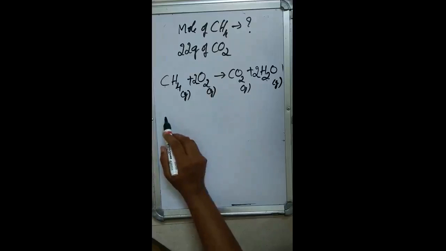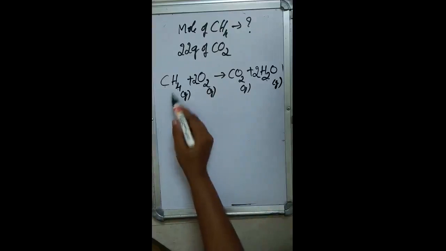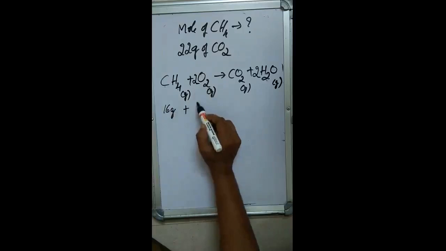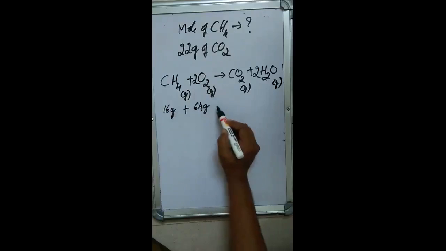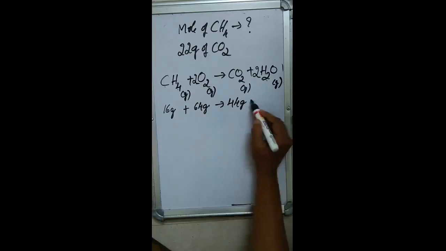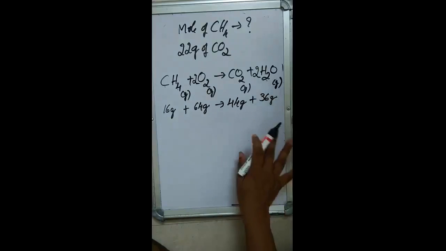Now that the equation is balanced, first I will write the mass relationship. Based on this, 16 gram of methane reacts with 2 into 32, so 64 gram of oxygen, to form 44 gram of carbon dioxide, and 2 into 18, so 36 gram of water is produced.